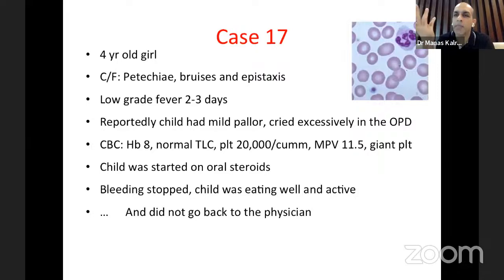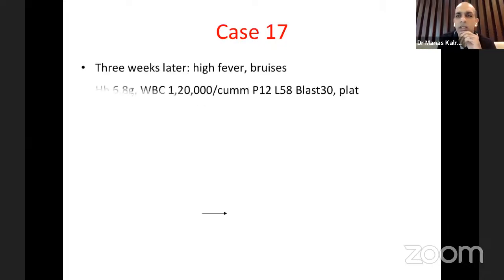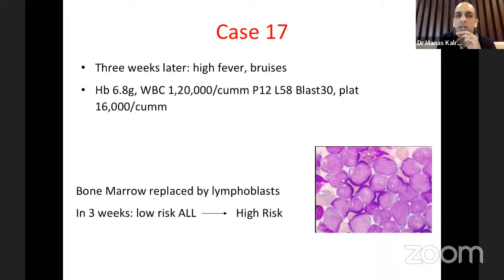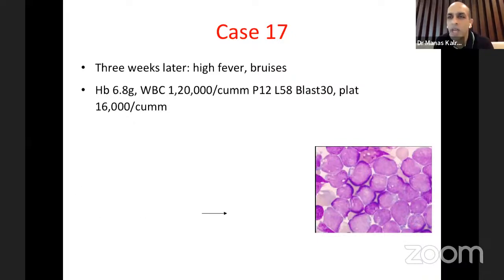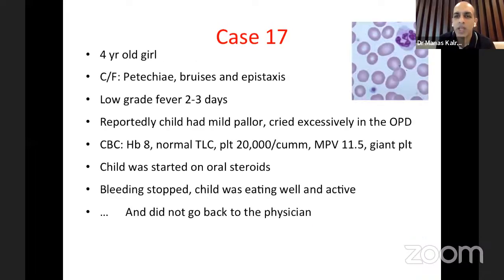On the MPV, MPV was high. Now, you give steroids, bleeding stops. But what happens later? Three weeks later, this child comes with a WBC count of 1 lakh. That means this child was never ITP. This child had leukemia. Sometimes things can be confusing.